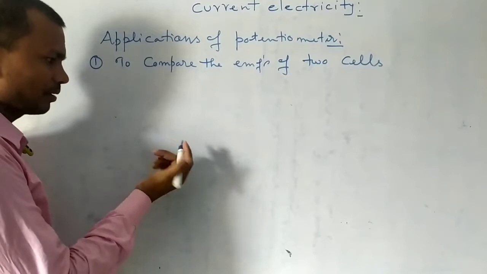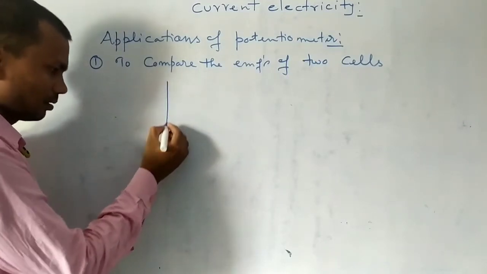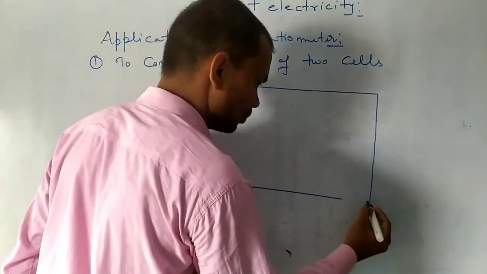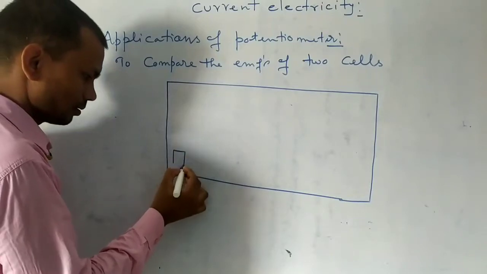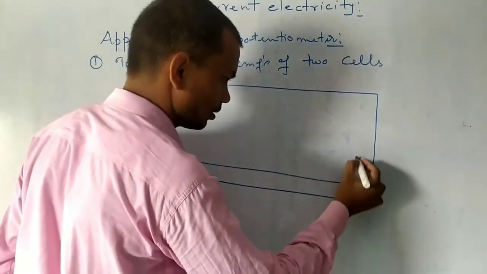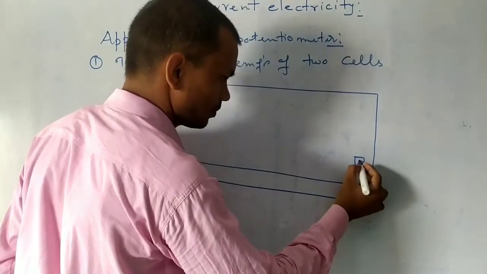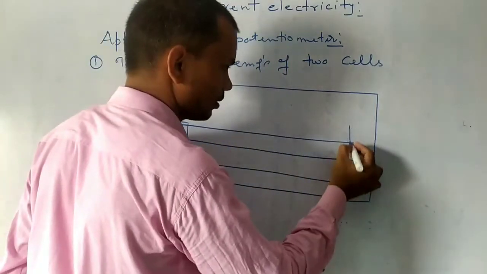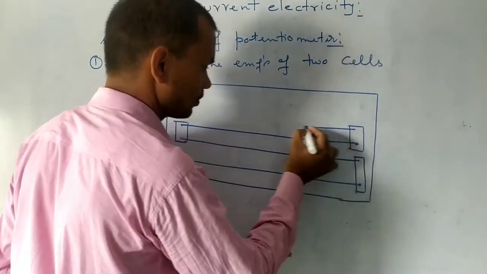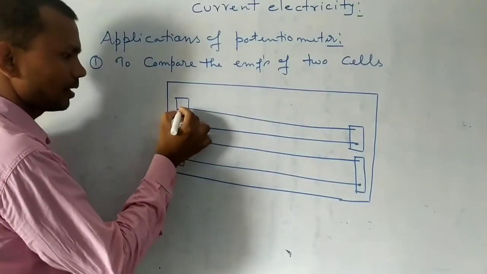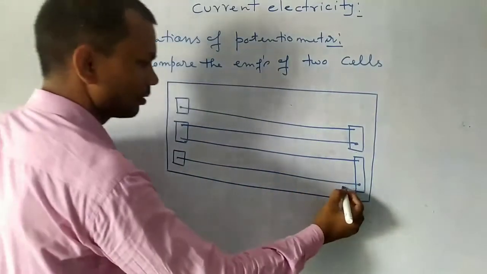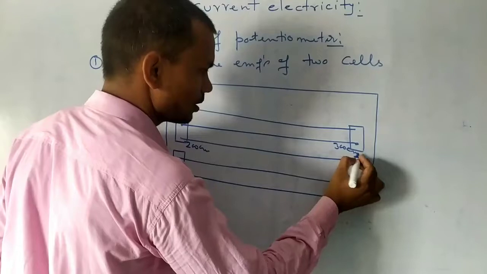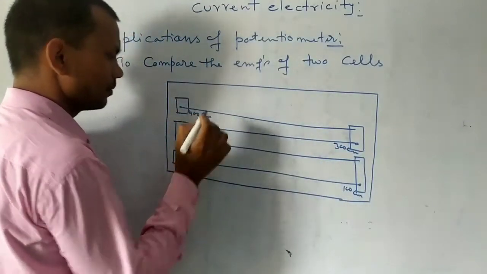So you have to make the potentiometer. Suppose this is your wooden board, and then this is the wire. This portion is 100, this is 200, then 300, and suppose this is the 400 centimeter wire that we are using, right? This is the 100 centimeter, this is the 200 centimeter, this is the 300 centimeter, and then this is the 400 centimeter, right?